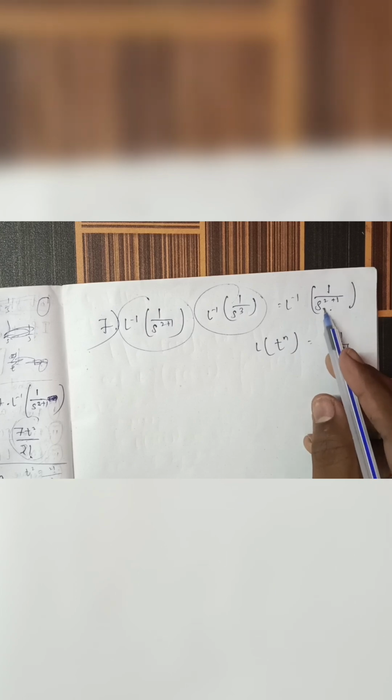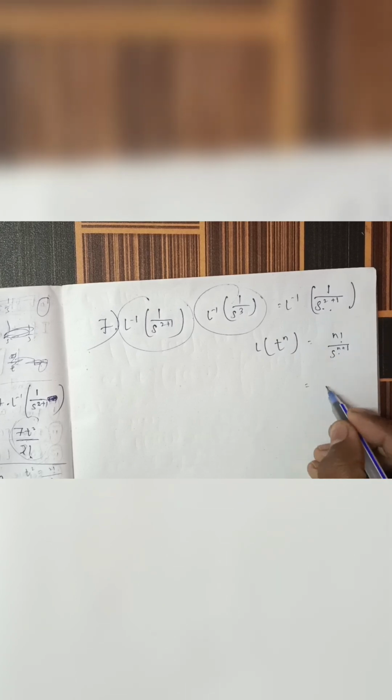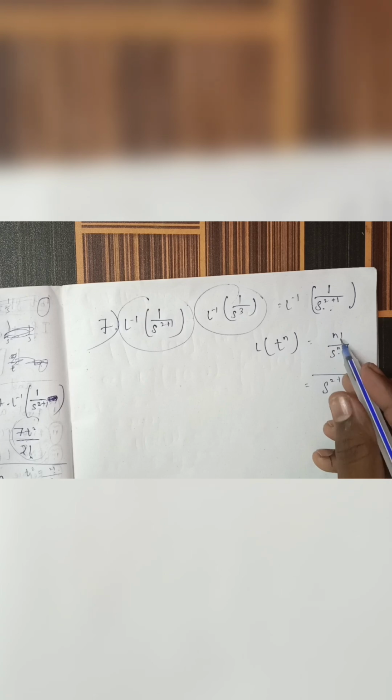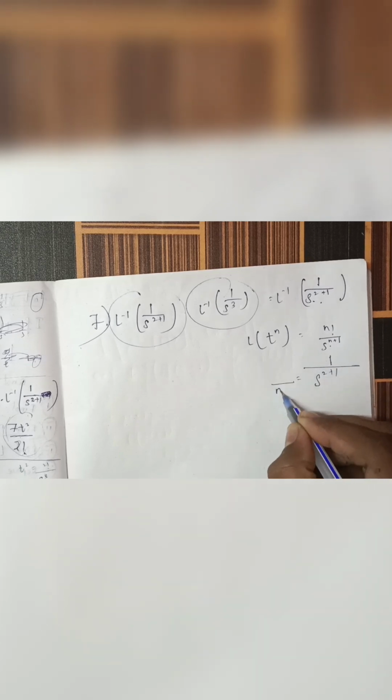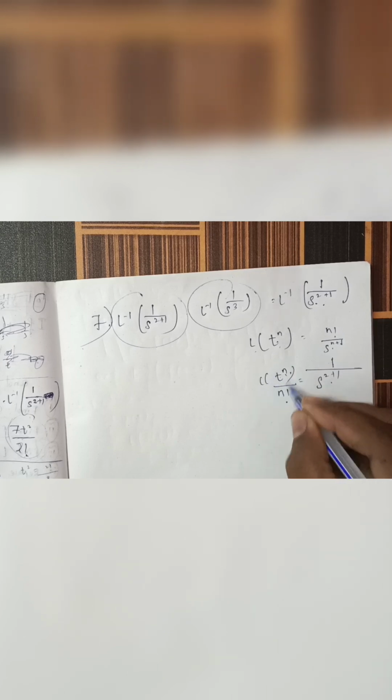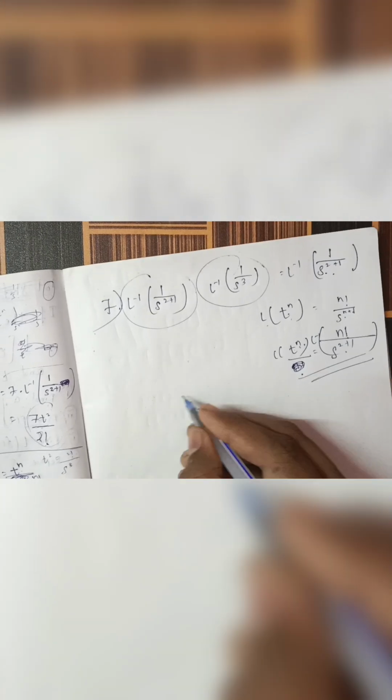Here s to the power n plus 1 is here. Let's say n is 2, so s to the power 2 plus 1 is here. But above, in place of n factorial, we use 1 here. So where does the n factorial go? The n factorial goes to the other side, in the denominator. What is the answer of this? The answer is t to the power n, because t to the power n has this Laplace. So Laplace inverse of this gives t to the power n; if the n factorial is in the numerator, then it is divided out here. This is simple. Okay, thank you.